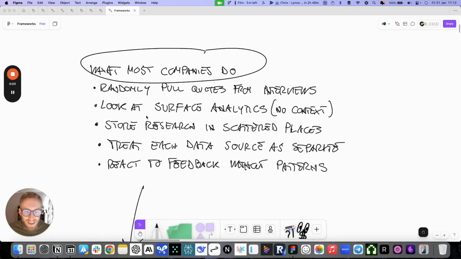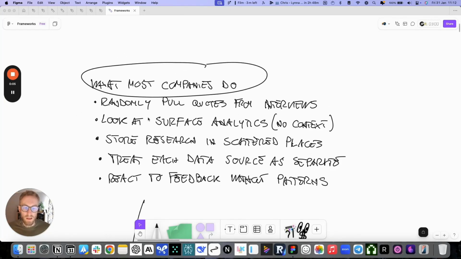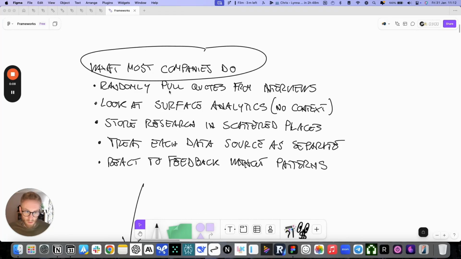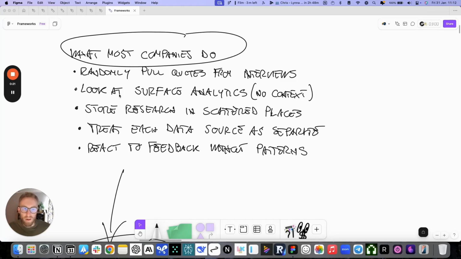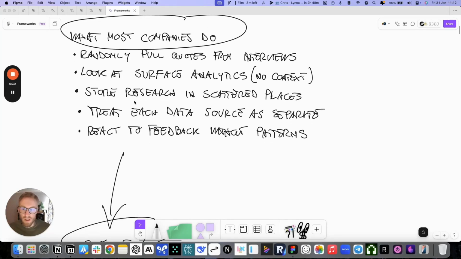But before we jump into the system, let's talk about why most B2B SaaS companies struggle with their research data. All right, so here's what I typically see happen with my clients when I start working with them. What most companies do is randomly pull quotes from interviews or other research data whenever they need them. So, a pretty scattered approach. Or they might look at surface analytics without the context of the full picture. Another approach is they store research in scattered places, which means Google Docs, personal notes, Slack threads. It's a mess.